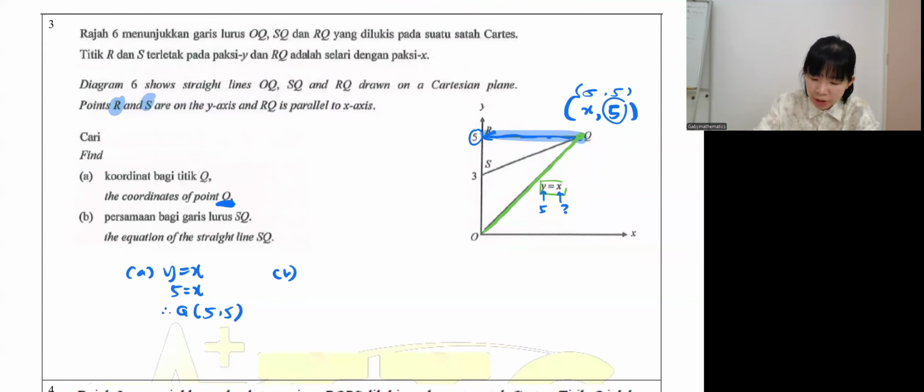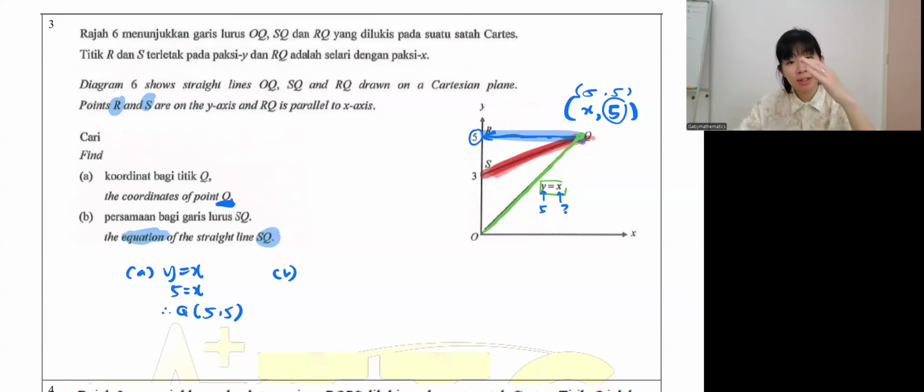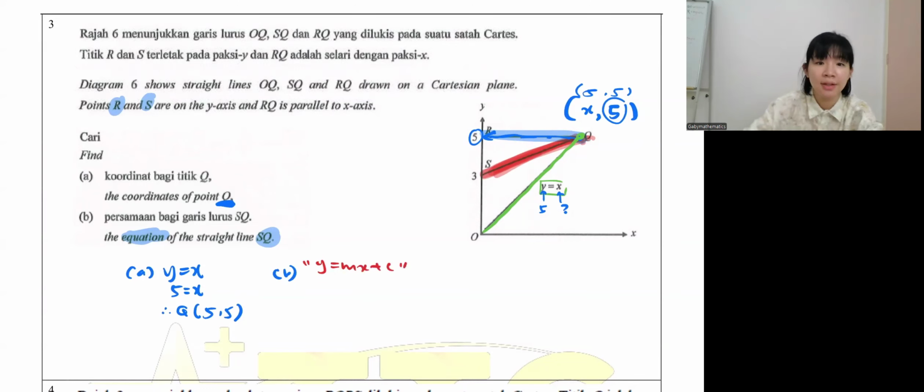Okay, then now B. State the equation of the straight line SQ. Okay, equation of SQ. Where is it? SQ, this one. So it is a slant line. When it's a slant line, the equation is always y equals mx plus c. Find m and then find c. To find m, we need 2 coordinates. Do we have 2 coordinates? SQ. We got Q, 5, 5 already, and we have S, isn't it? S is 0, 3.